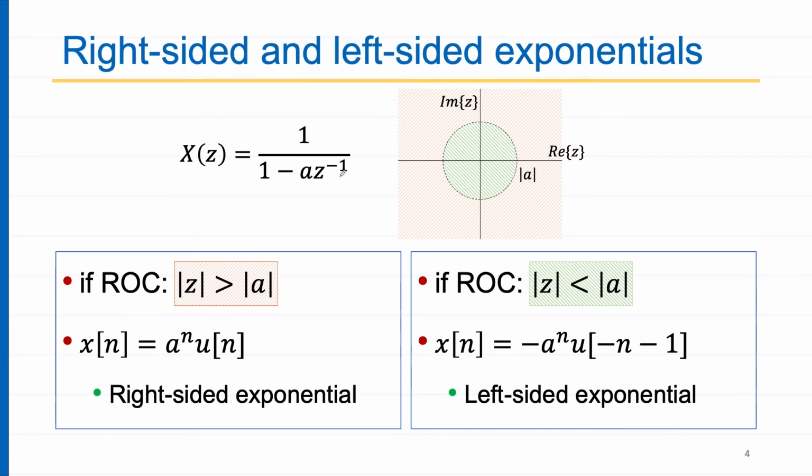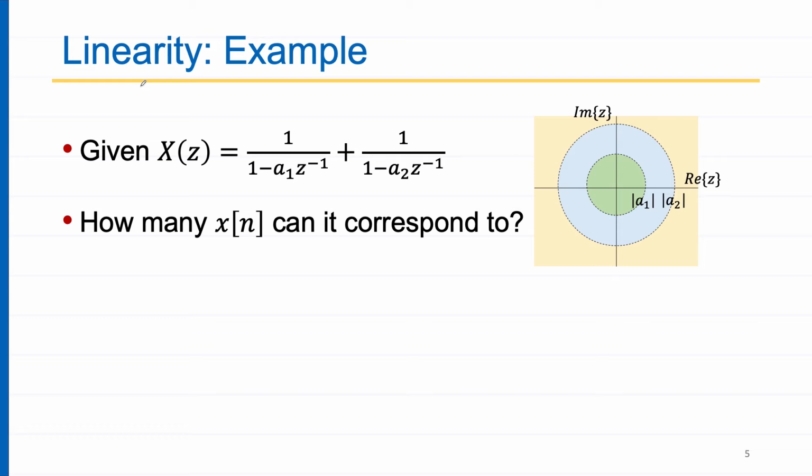So basically the same X(z), depending on the two regions of convergence, can correspond to either a right-sided exponential or a left-sided exponential. Now this is a recap of what you learned in the previous videos. Let us consider this example. Given X(z) is 1 upon 1 minus a1 z inverse plus 1 upon 1 minus a2 z inverse, how many x[n] can it correspond to, right? X(z) is given, what x[n] will lead to this X(z)?